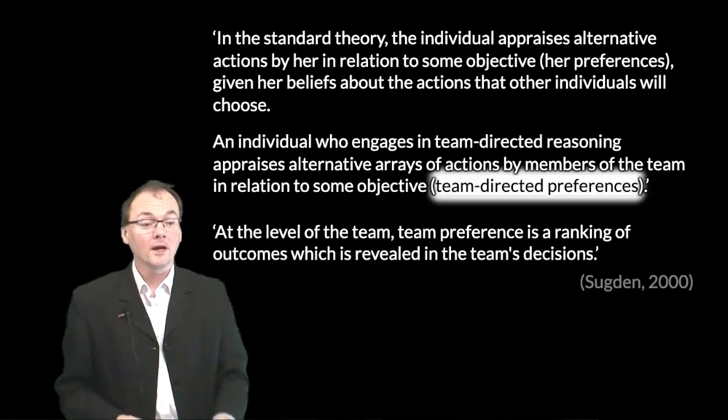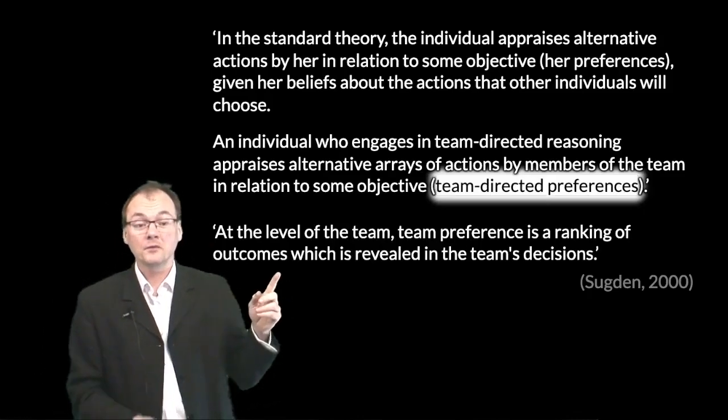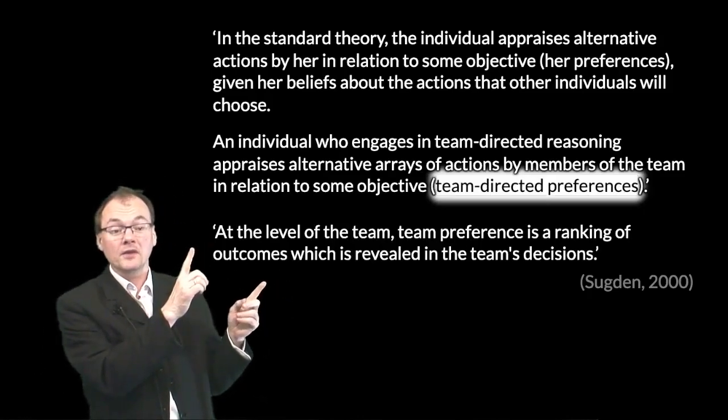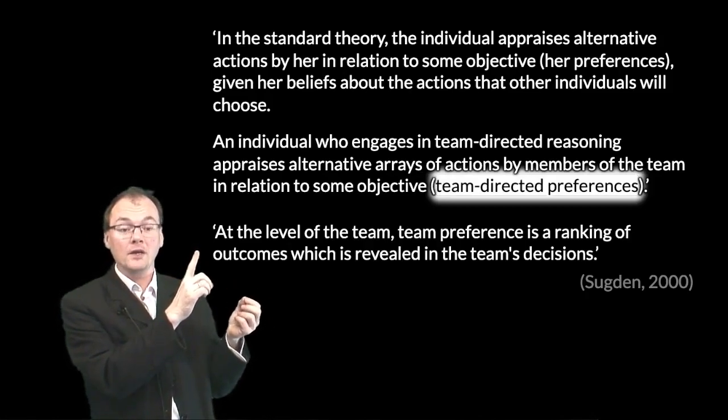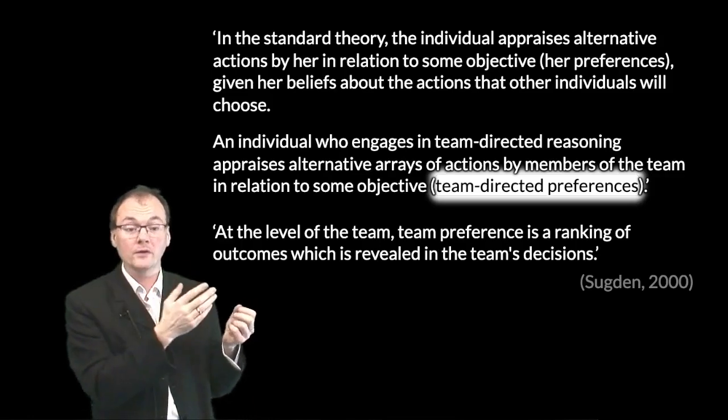What are they? I'm glad you asked. And this is very short. At the level of the team, a team preference is a ranking of outcomes which is revealed in the team's decisions. So what's Sugden saying here?